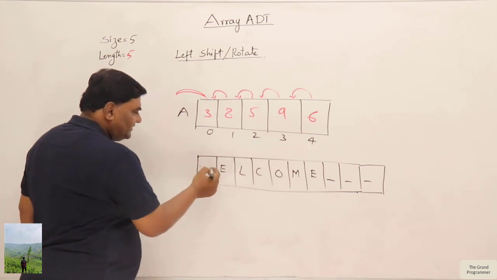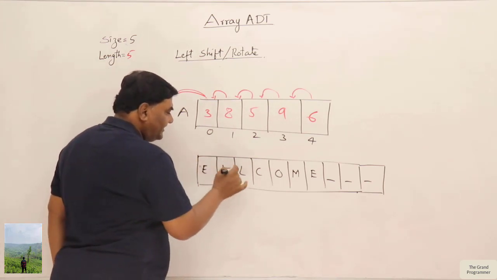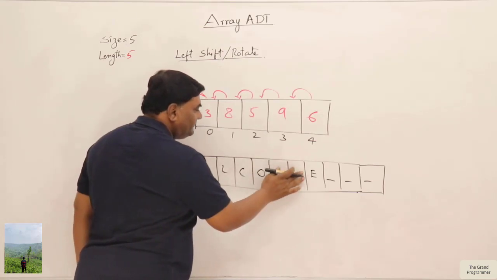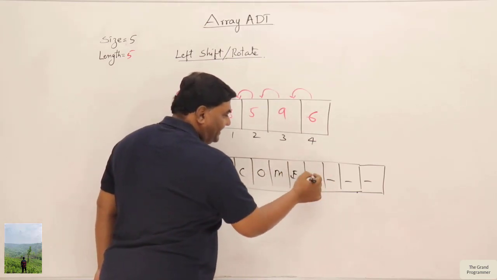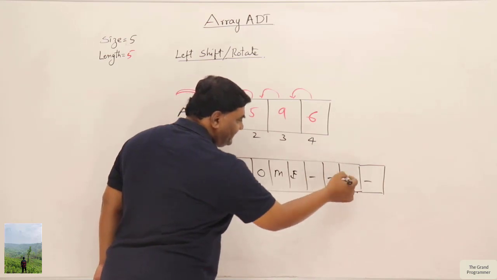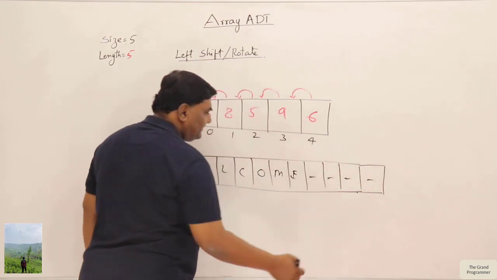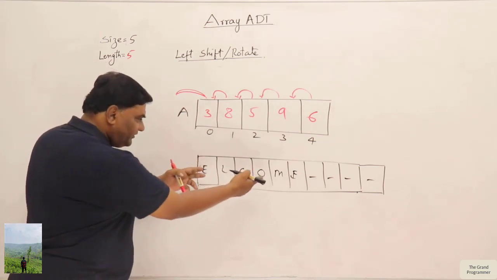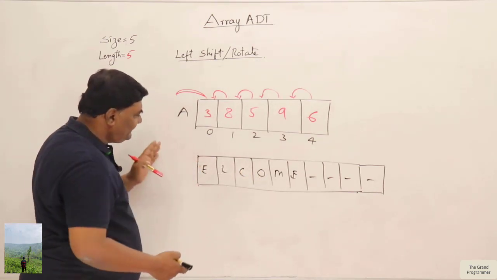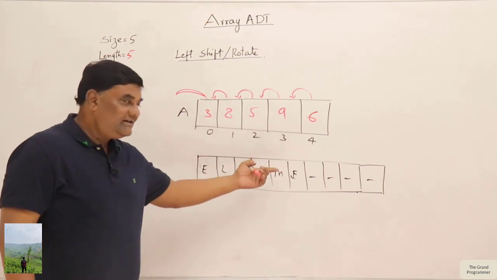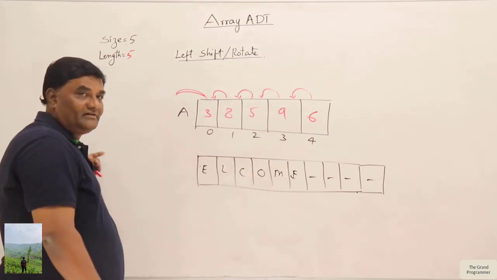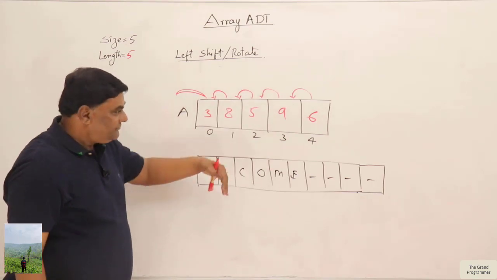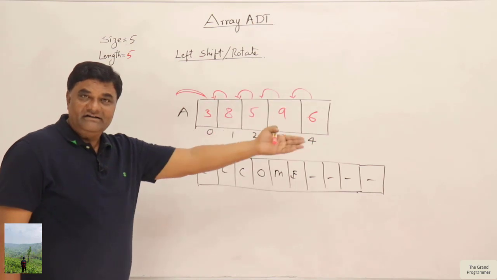So remove W, move E here, move L here, and C, O, M, E, and a blank space here. At the end, add a blank. So W is gone. Now if I repeat again, all the letters will shift to this side and E will be gone, then L will be gone. So it looks as if this word welcome is going away. So it's scrolling.